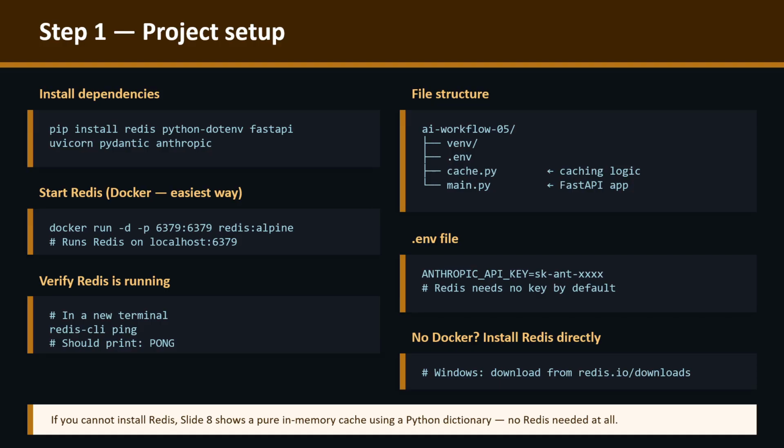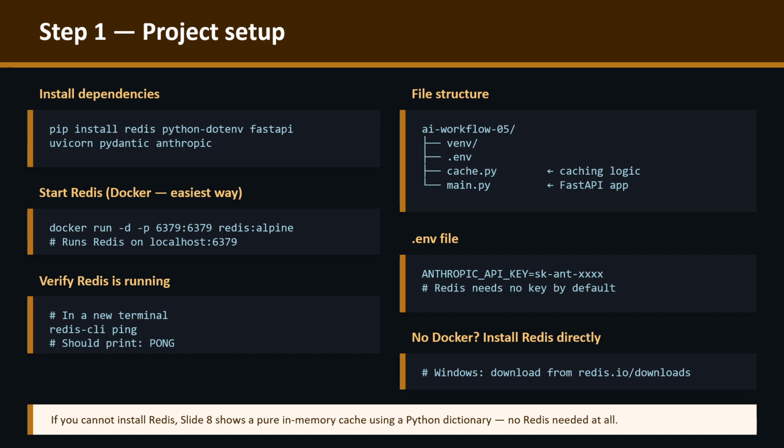Verify Redis is running by opening a second terminal and running redis-cli ping. The Redis CLI tool is Redis's command line interface. If Redis is running correctly, it prints the word PONG. If you cannot install Docker or Redis, Slide 8 shows a pure in-memory alternative using a Python dictionary that requires no extra tools at all.